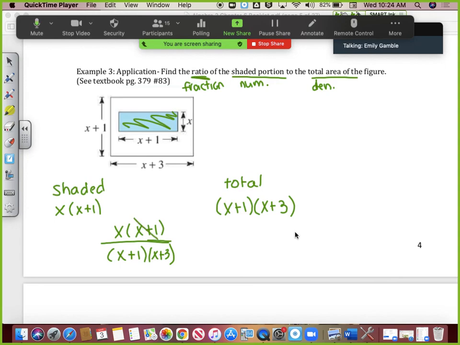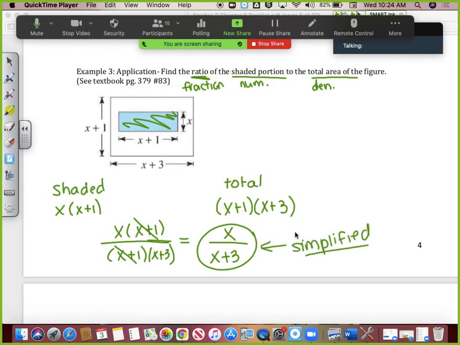Yes, we can cancel out these x plus 1's here, and we'll be left with the simplified area as x. That's the only thing that's left on the top, over x plus 3. That's the only thing that's left on the bottom. This is simplified. This is what I would be looking for in the end. But what we found here is the ratio that compares the two. So you would need to understand that, and then you would need to simplify.